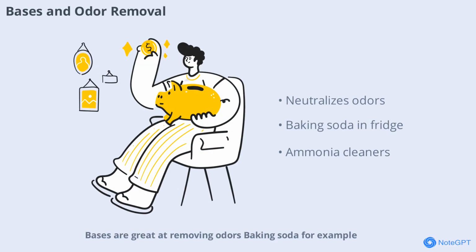Acids are great at removing odors. Baking soda, for example, neutralizes acidic smells in your fridge or shoes. Ammonia-based cleaners can eliminate tough odors from surfaces. This is because bases react with acidic molecules, breaking them down and making them less noticeable. So if you want a fresher home, bases are your friend.